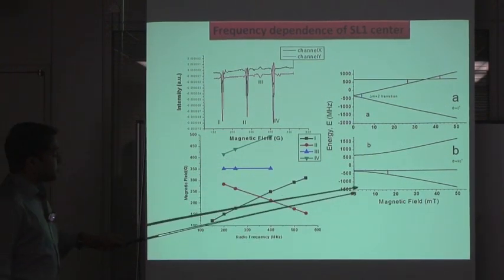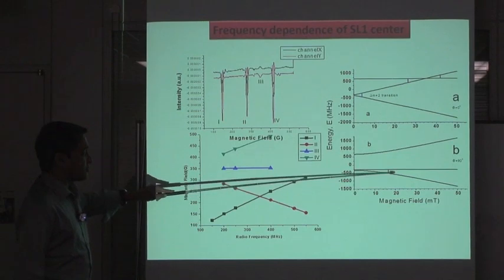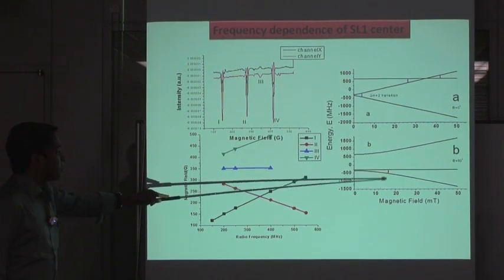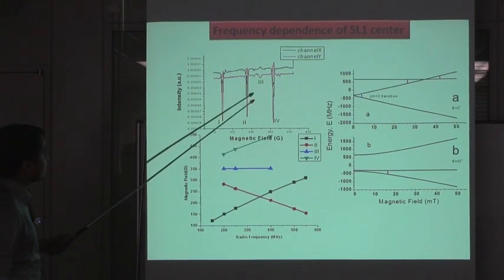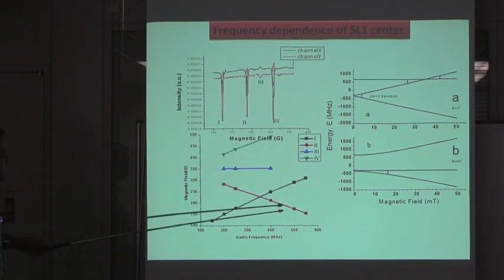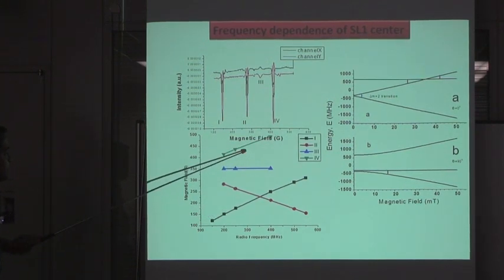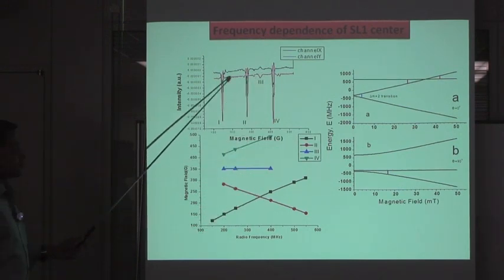And then there is another part here, the defect which is at 90-degree orientation with the magnetic field. This defect also contributes, and this is what we measure here, which increases with frequency. So this characterizes it, and we can see that the experimental points as well as the theoretical calculated points match exactly. So we can confirm that these are signals from SL1 centers.